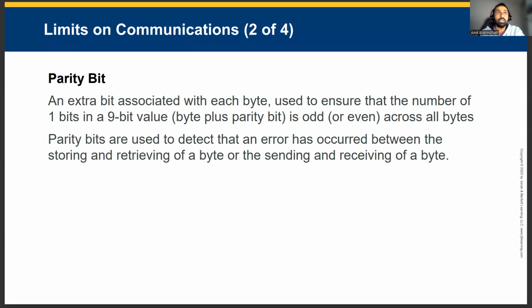Parity bits. It's an extra bit associated with each byte, used to ensure that the number of 1 bits in the 9-bit value, byte plus parity bit, is odd or even across all bytes. They are used to detect that an error has occurred between the storing and retrieving of a byte or the sending and receiving of a byte.